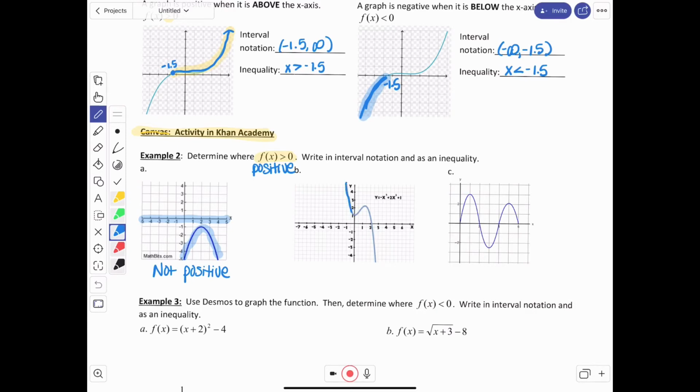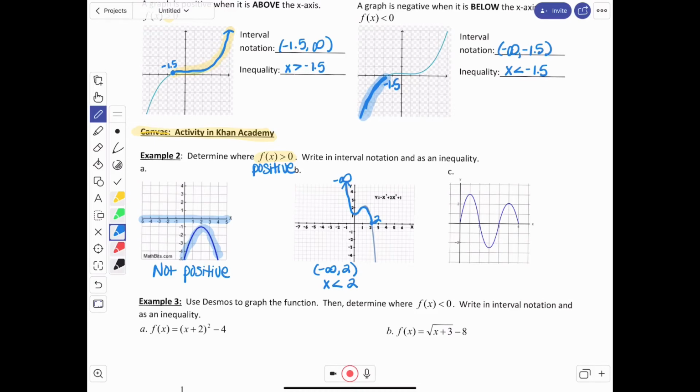Okay, so on our second one here, it's positive from here, and it stops being positive right here. Now, this is close enough. We're just going to say that this is at 2, okay? And it runs off the graph, so we're going to say it keeps going forever. It's going from negative infinity to 2. So interval notation from negative infinity to 2, from left to right. And as an inequality, we would say x is less than 2.